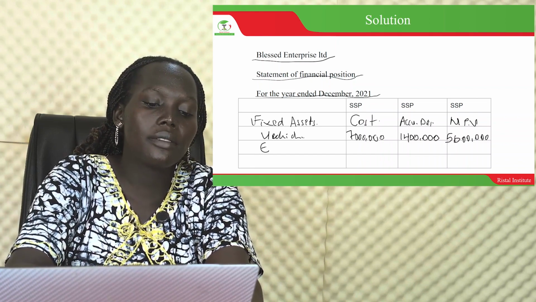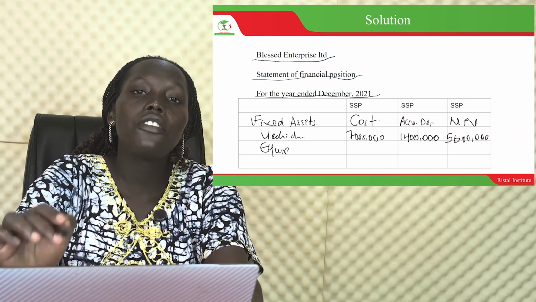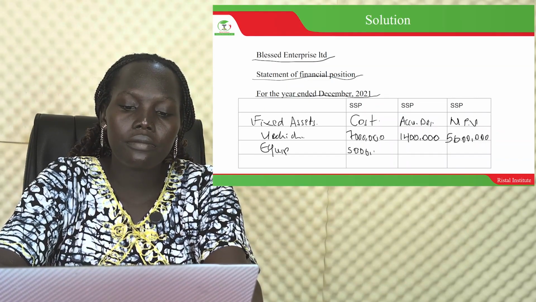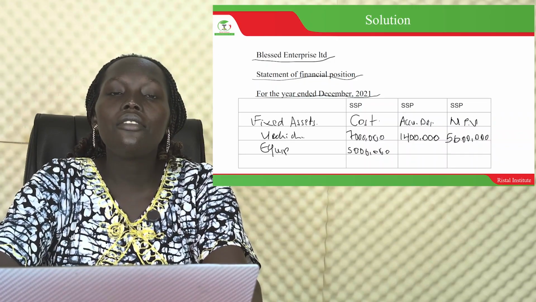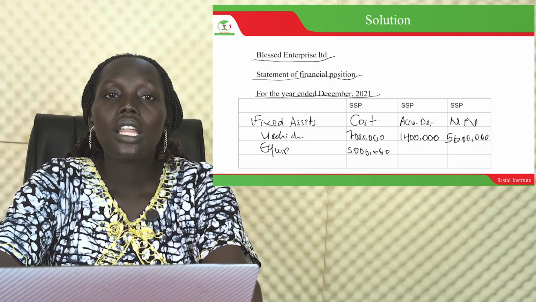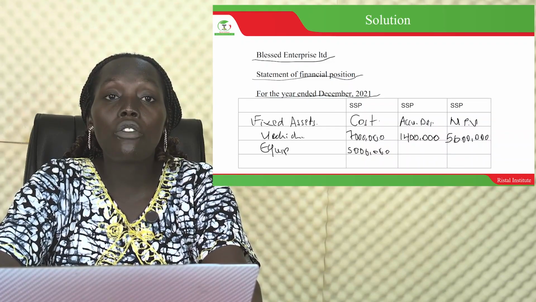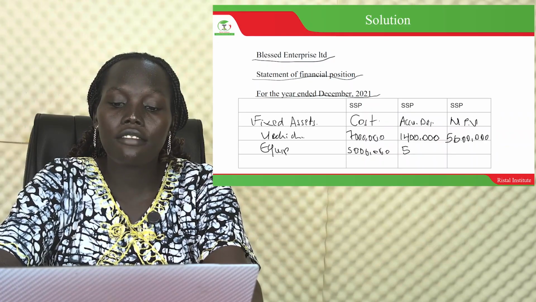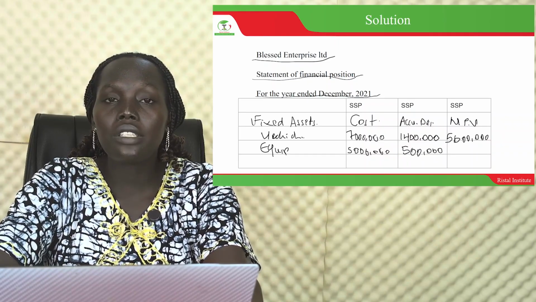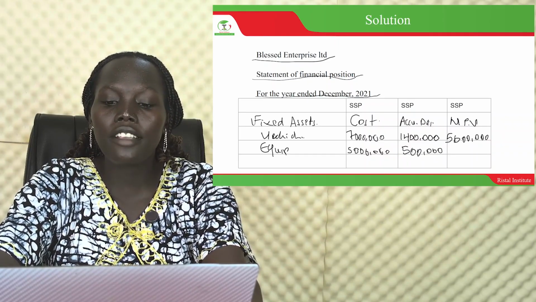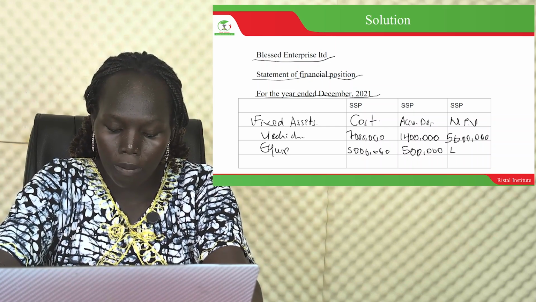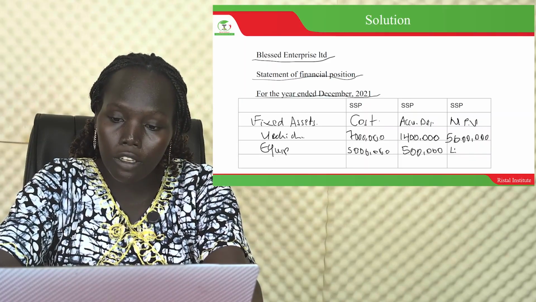So the equipment. For the equipment, they have given us 5 million. And then for accumulative depreciation, they are telling us that it is 10% of the cost. So when you get the 10%, you get 500,000. So when you subtract 500,000 from 5 million, you get 4,500,000.